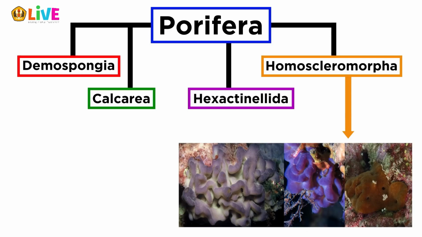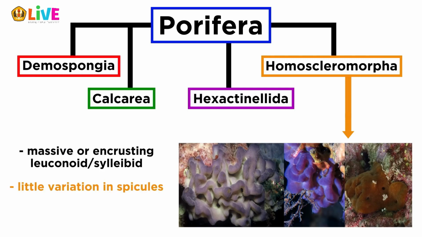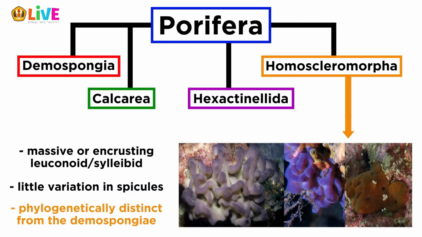Lastly, the Homoscleromorpha are either massive or encrusting leuconoid or syllabid sponges with very little variation in spicule form. They have recently been considered to be phylogenetically distinct from the Demospongii.